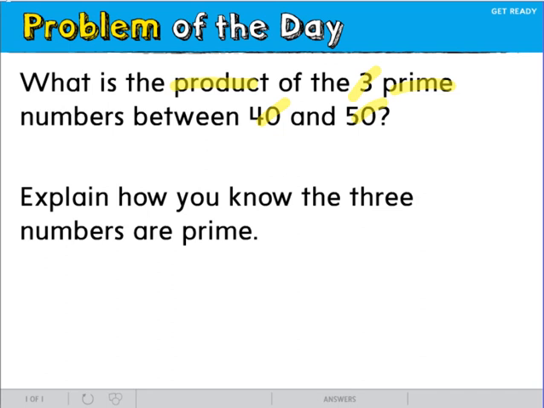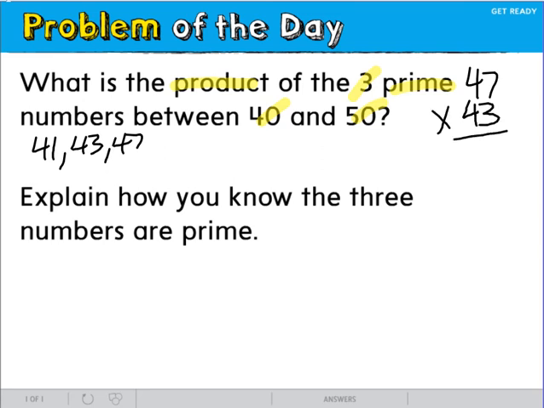It says explain how you know the three numbers are prime. So first of all, we need to identify the three numbers. You guys told me they were 41, 43, and 47, correct? Yes. Okay. Now we need to multiply them out. So I start with the largest two all the time just because I get the hard work out of the way first.